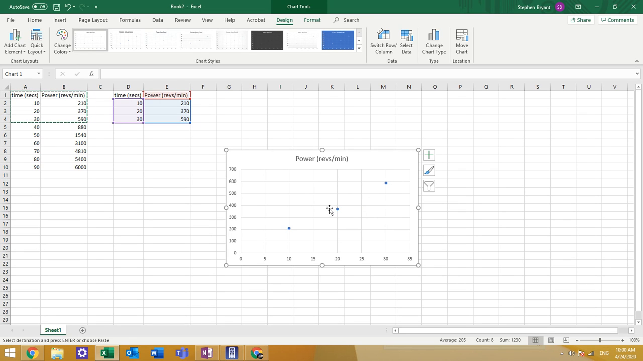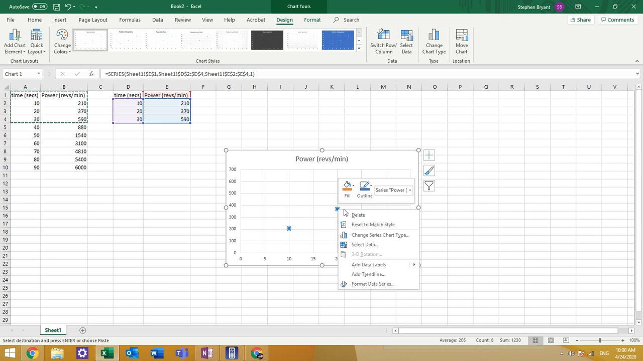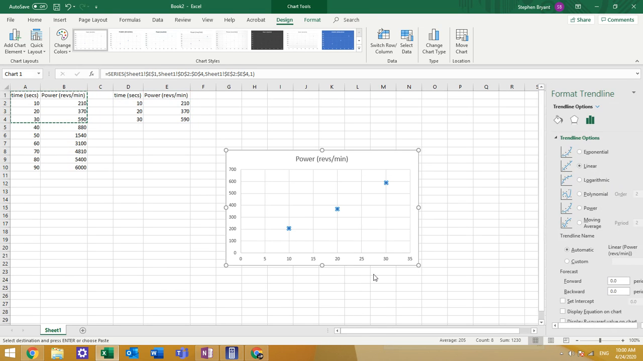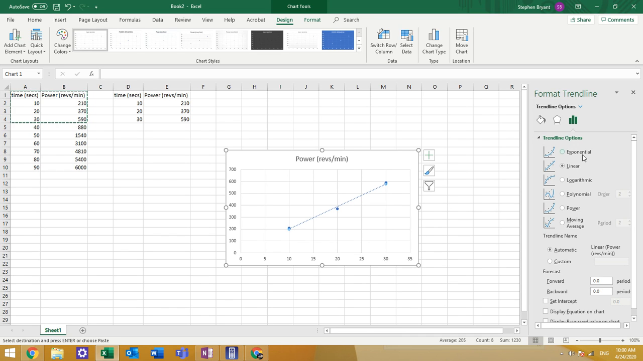So let's try fitting a trend line. I'm going to go to one of the points, right click, and come down to add trend line. And here are all my choices. Linear. We're not doing linear. For level 2, we're always concentrating on one of these other ones. So let us try an exponential first.